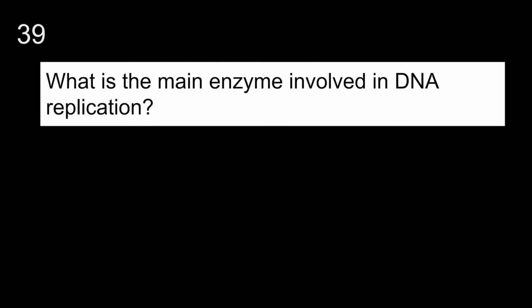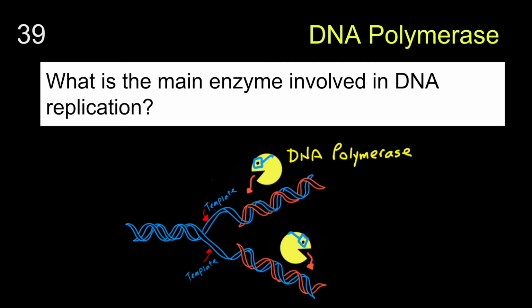Question 39. What is the main enzyme involved in DNA replication? Well, the answer is DNA polymerase. When I think of DNA polymerase, I think of a Pac-Man with glasses. And instead of eating up little bits, Pac-Man is putting them down. So notice what's coming out of Pac-Man's mouth is the same color as the copied strand.